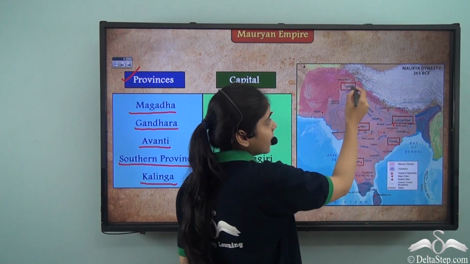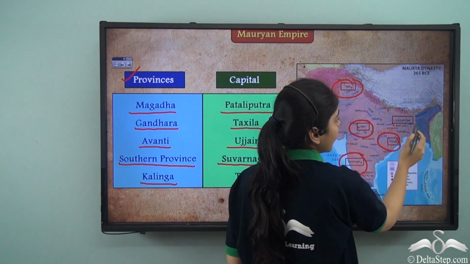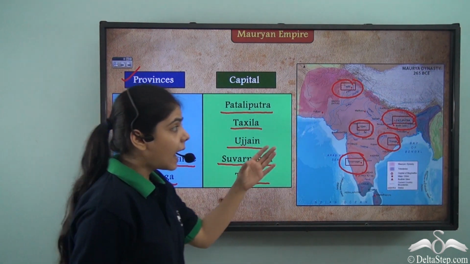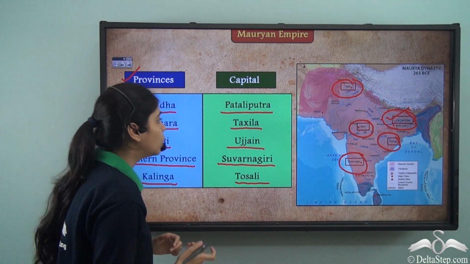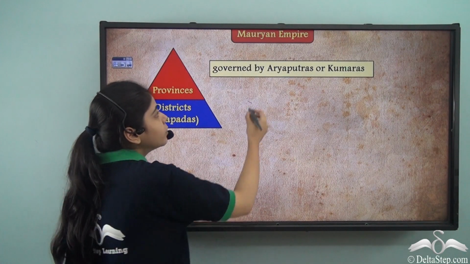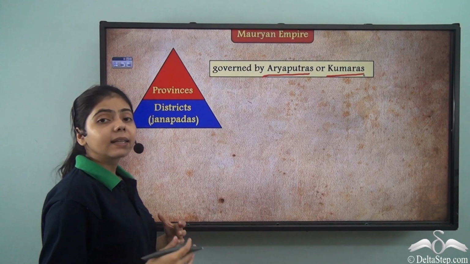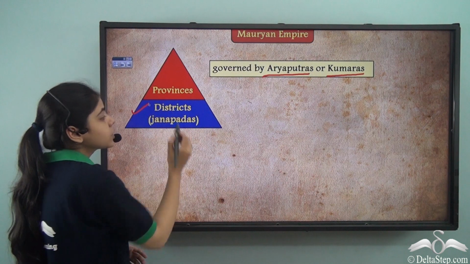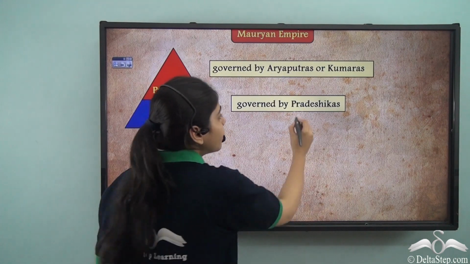So here you can see Takshila, Ujjain, Swarnagiri, Tosali, and Patliputra, which were the capitals of the provinces. And Patliputra was also serving as the capital of the empire as a whole. Now that you know that there were provinces, these provinces were governed by the Aryaputras, or the Kumaras, who were the princes who had the backing of the emperor. Now the provinces were further divided into districts, or Janapadas, and these districts were governed by the Pradeshikas.